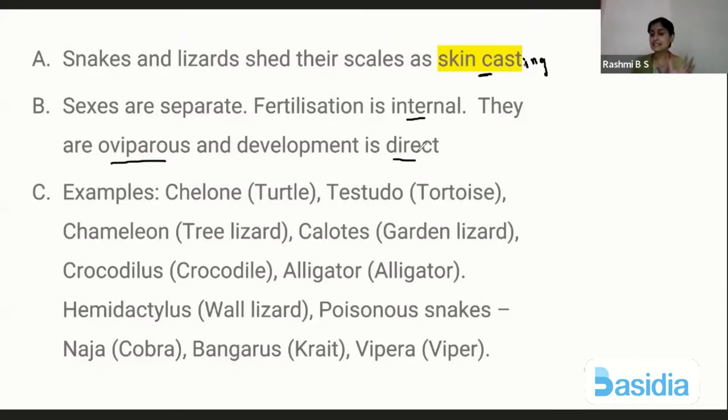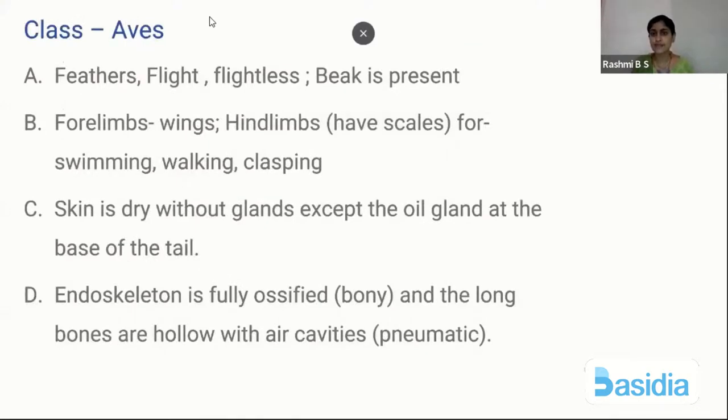So, direct development. Best examples: turtle, tortoise, tree lizard, garden lizard, crocodiles, alligator, the wall lizard in your house, and poisonous snakes like cobra, krait, viper. All snakes come under reptiles, children. So this is all I wanted to tell you about reptiles. Next, another class, aves.